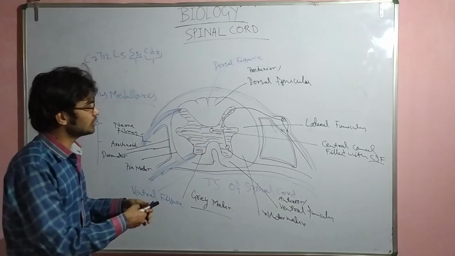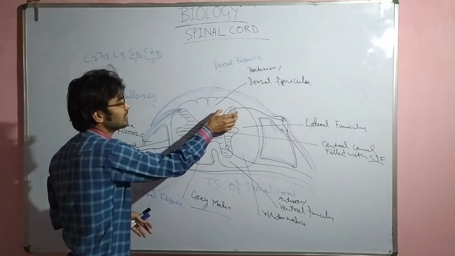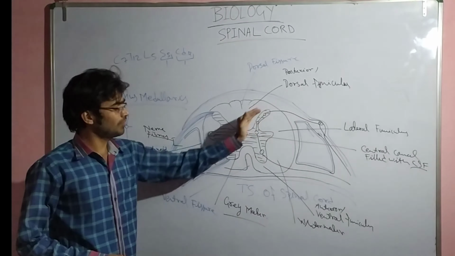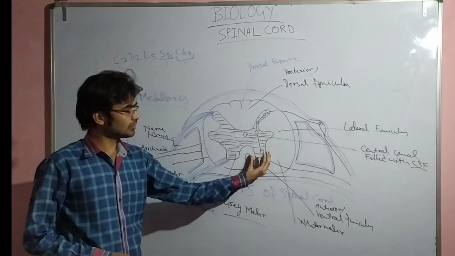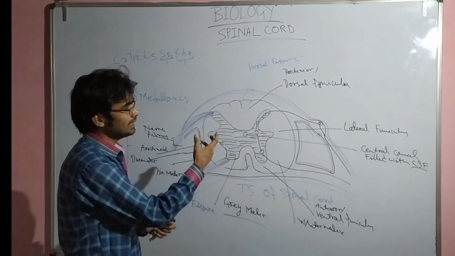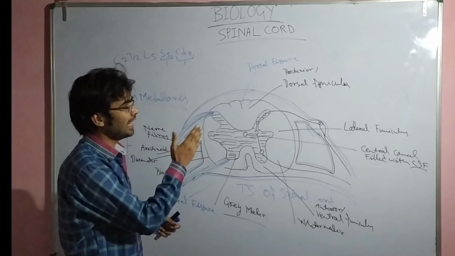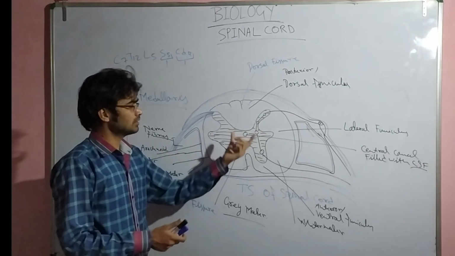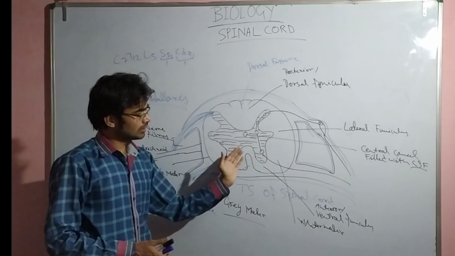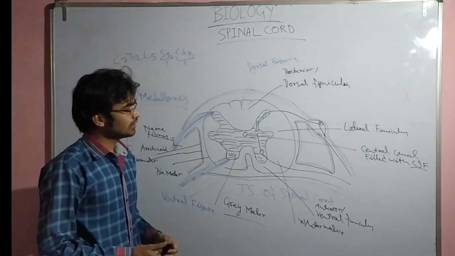Now come to the gray matter. You may see two wing-like structures, butterfly wing-like structures. The upper one, the dorsal one, is known as the dorsal wing, and the lower one is known as the ventral wing. So you may figure out the differences. The dorsal wing is narrow, long, and bending towards the dorsolateral direction. The ventral wings are short, thick, and slightly towards the ventrolateral side.